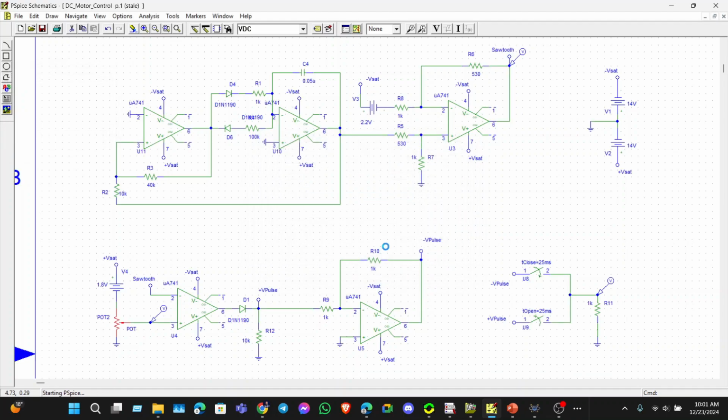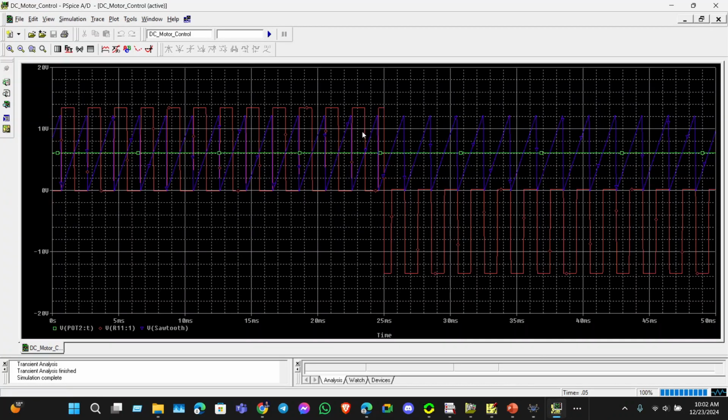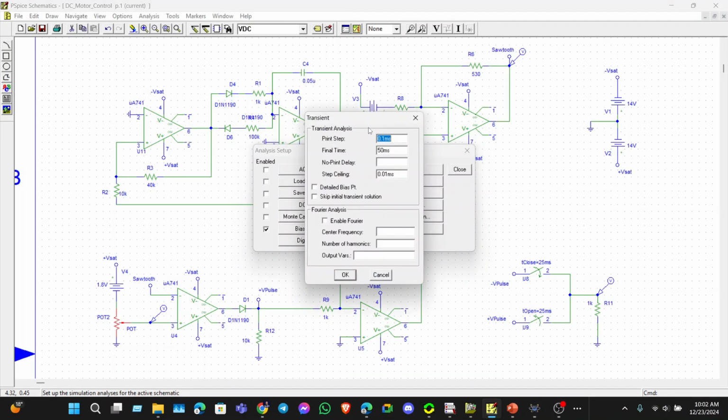And now after simulation, we will be able to see that the voltage outcome from our PWM will be half of the total. And you can see that the duty cycle has turned into half of the total duty cycle. It's a 50% duty cycle, so the voltage will become half. Here is the transient analysis part.